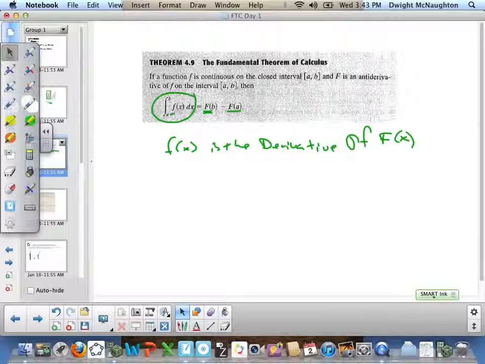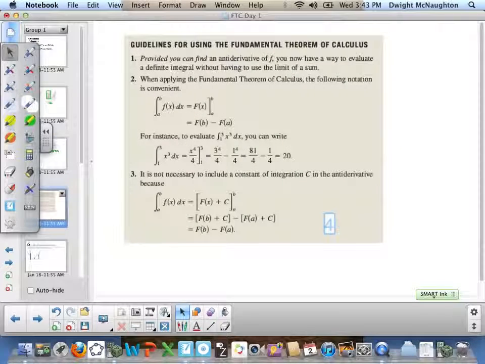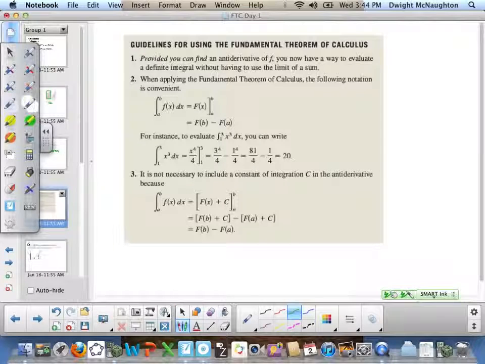So how do we use this? How does this help us find the area underneath the curve? Which is what the whole idea of integration is. Well, providing you can find the antiderivative, and it's not always possible, we can now evaluate it. To find the definite integral, we'll start by finding the antiderivative from a to b, and then plug in b, plug in a, and subtract the difference.